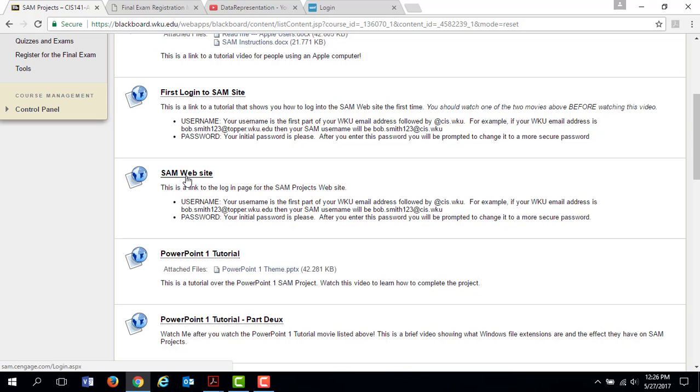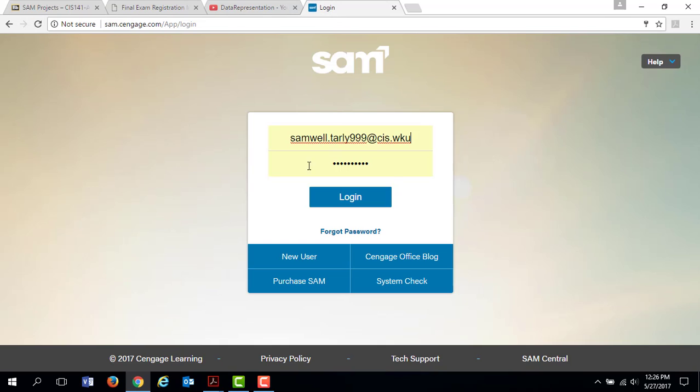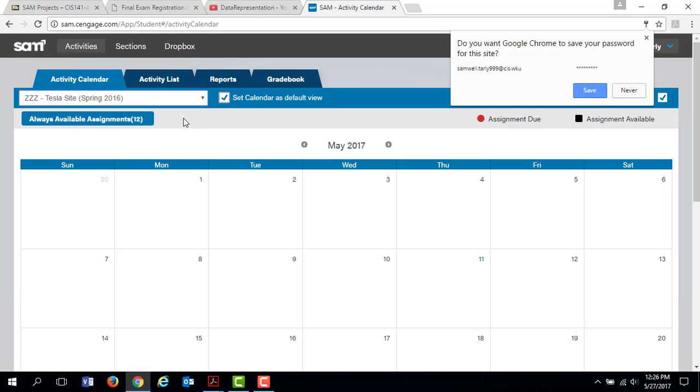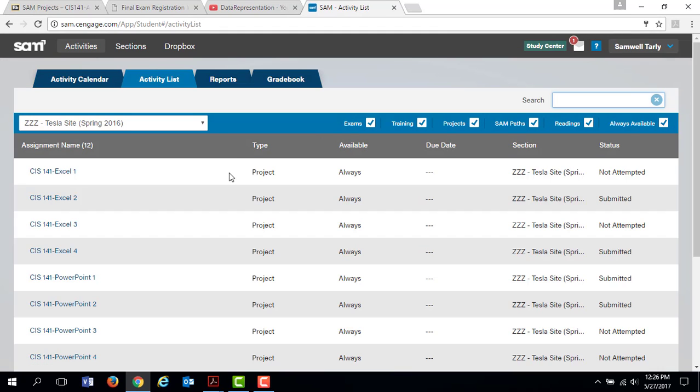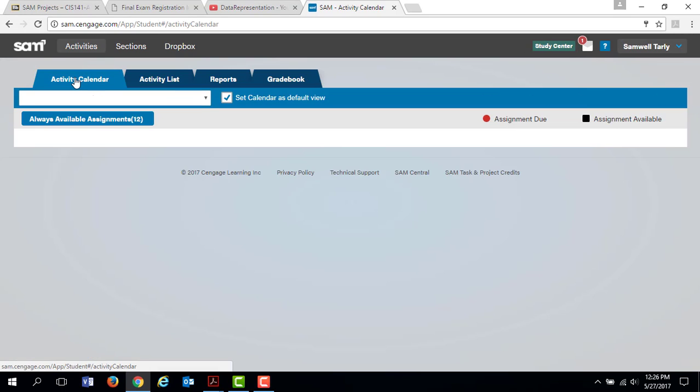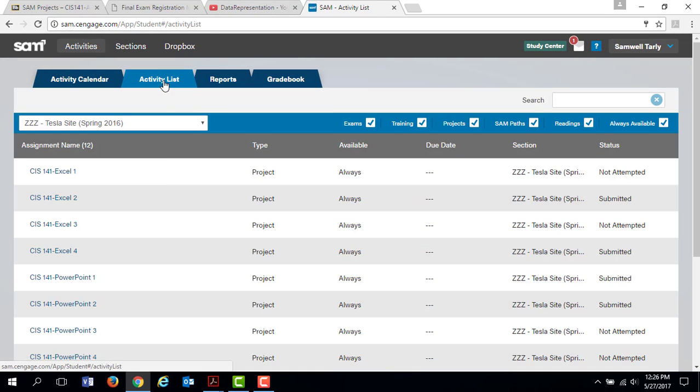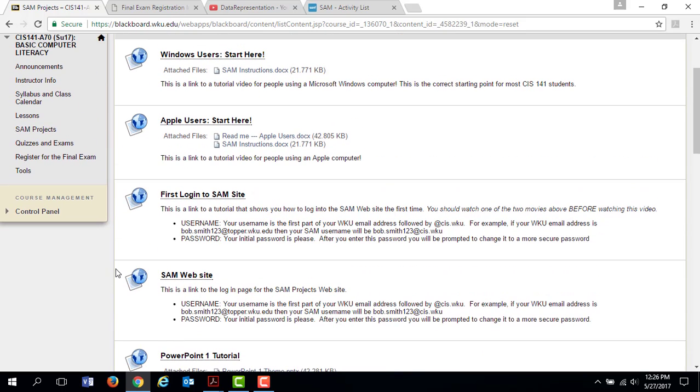The link to the SAM website itself is right there, and this is what that site looks like when you log into the SAM project website. As you start looking at the different projects, you'll see the things here. Again, you're probably going to work from that activity list. You will work from that activity list. That's the best way to do that. But as you're working with the SAM stuff, if you have questions, call me.